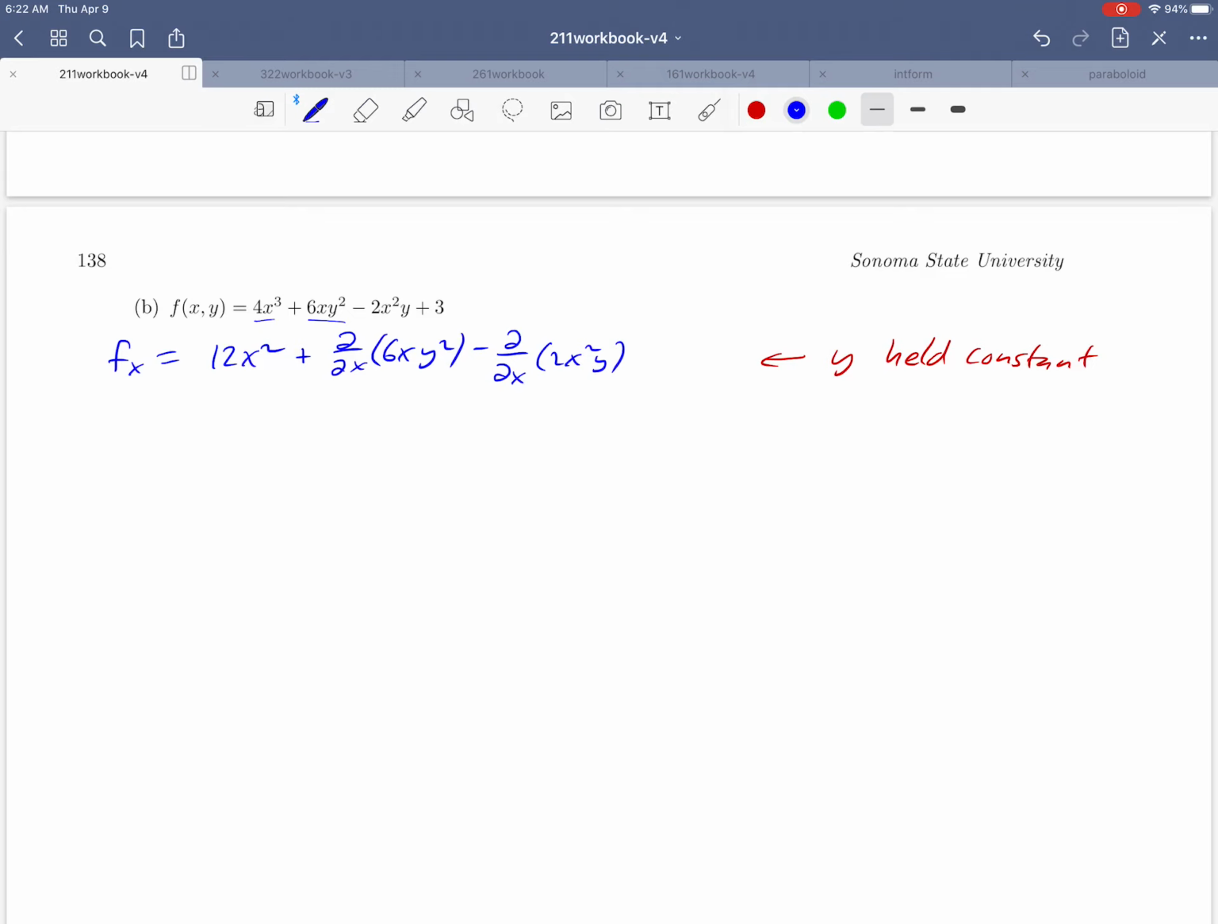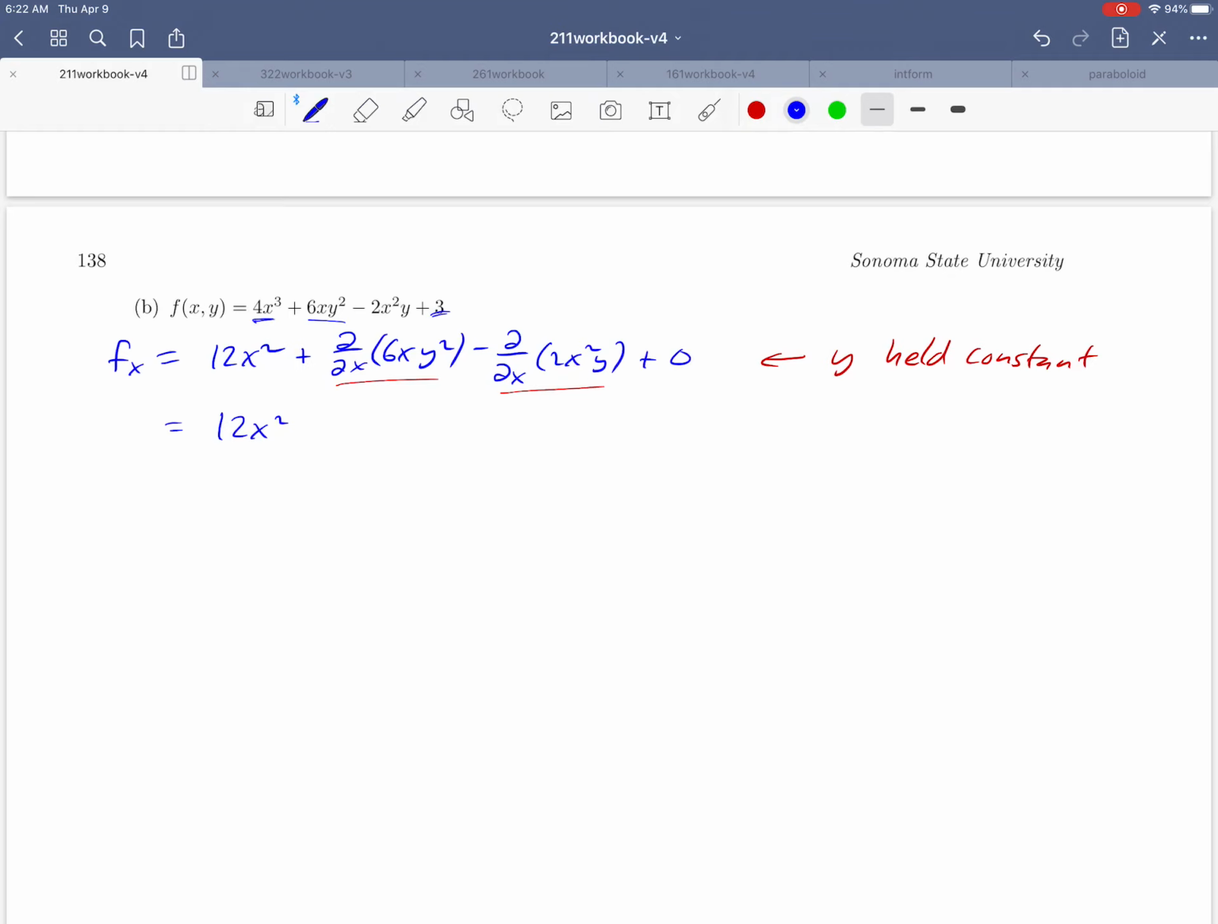Okay, and then we come to 3. That's just a constant, so we're going to get a derivative of 0 there. Okay, so we've taken the derivative of the first and the last term, and what we still have to do is the derivative of the 2 in the middle. Okay, let's talk about those together.